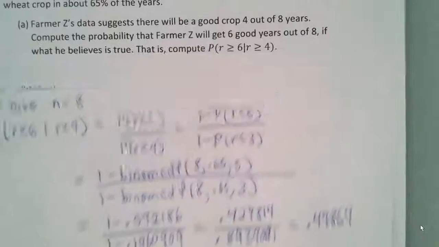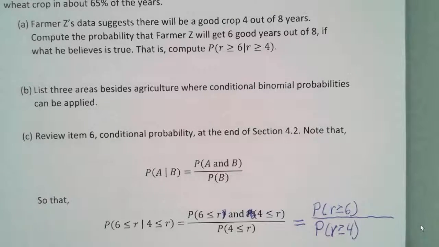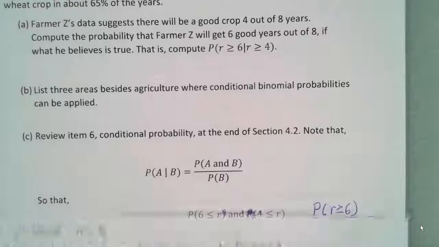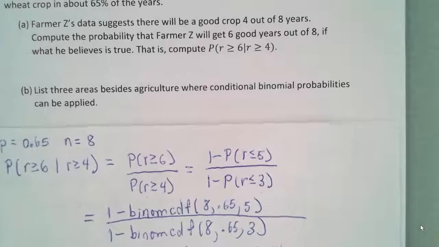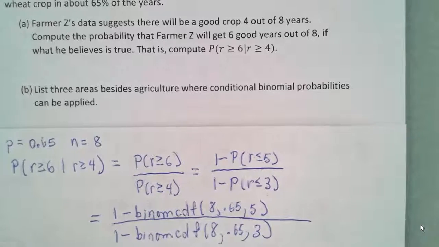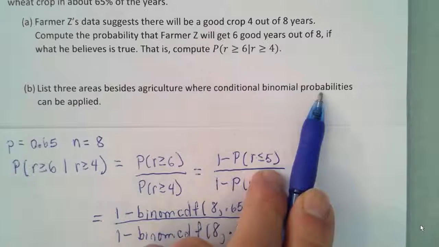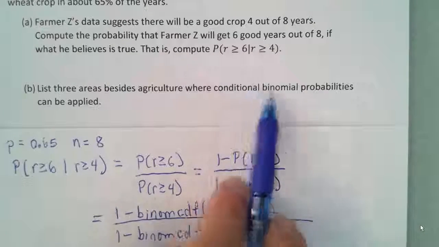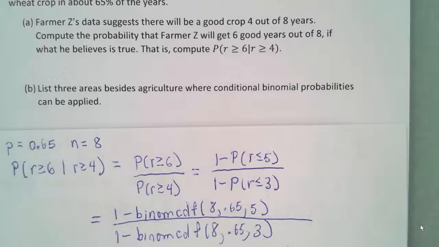Okay, that takes care then of part A, and really it takes care of part C as well. It just asks us to take note of this, and there's really nothing to do for part C. You just read it. For part B, on the other hand, it asks us to list 3 areas besides agriculture where conditional binomial probabilities can be applied. Well, the truth is, any place you could be using binomial probabilities, you could be asking questions about conditional binomial probabilities. So for instance, I'm going to flip a coin 10 times.